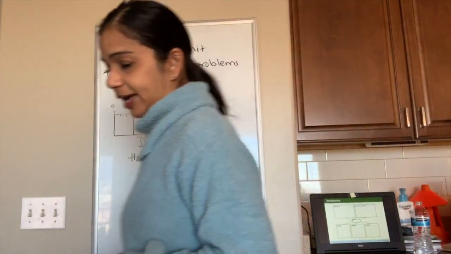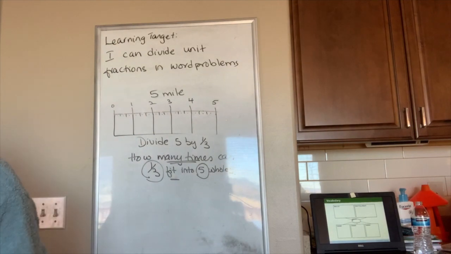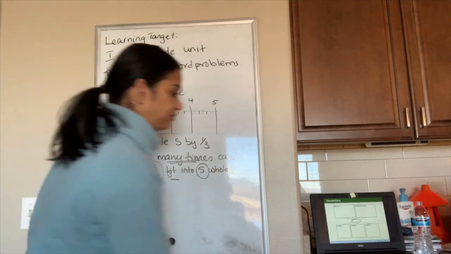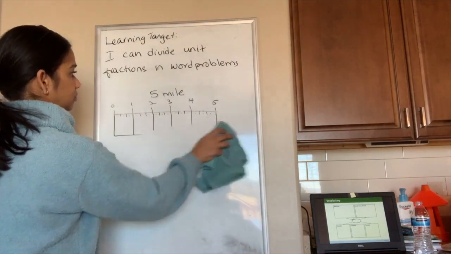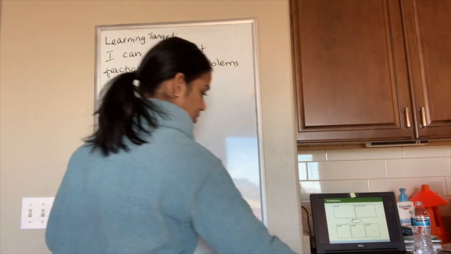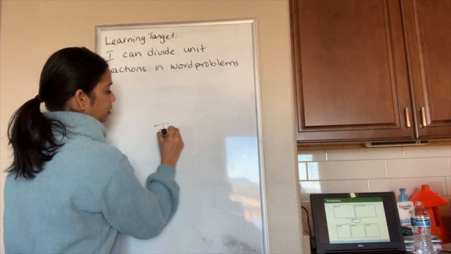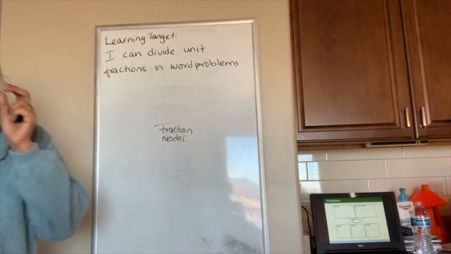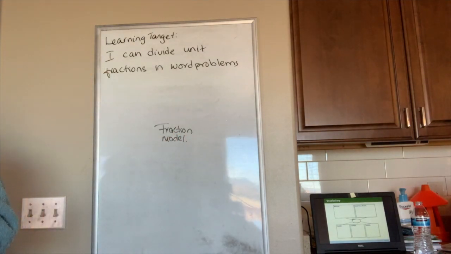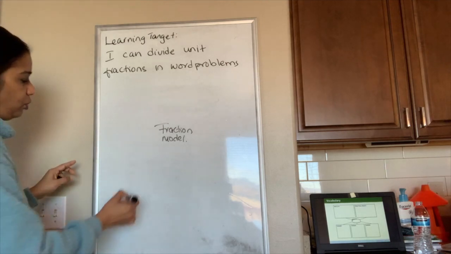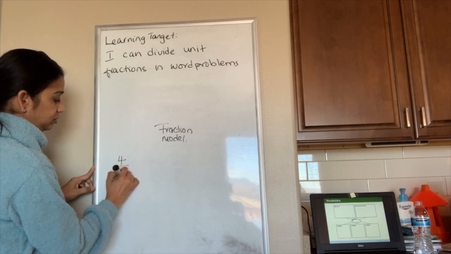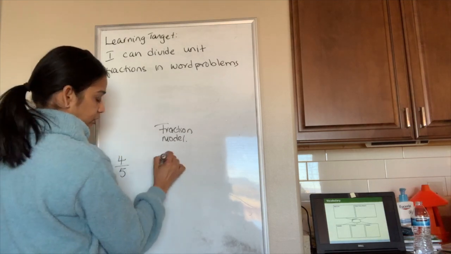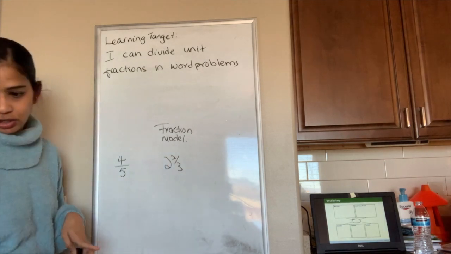And then you can do your vocabulary section. I know I always help you with the vocabulary section. So the vocabulary section is going to talk about a fraction model. A fraction model. So let's see some examples of a fraction model. What are fractions? 4/5, right? 2 2/3, that's a fraction model.